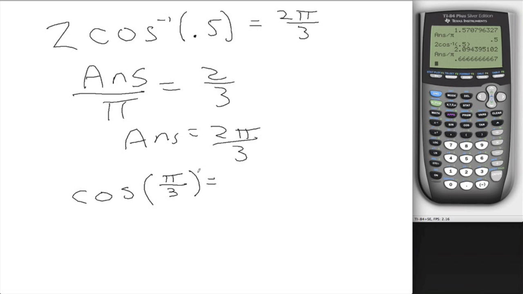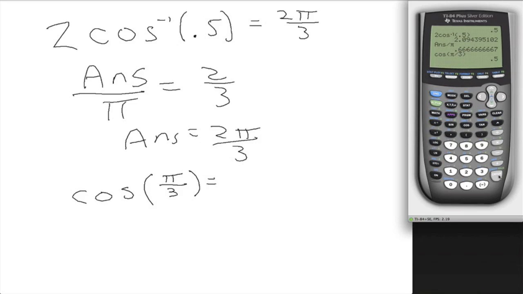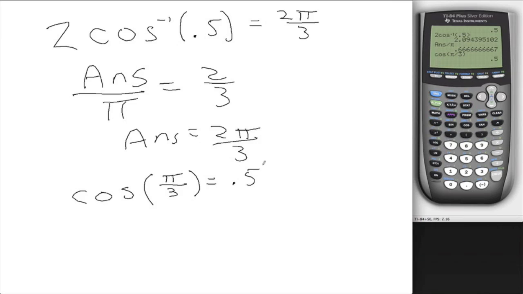Now let's calculate this. Okay, so I'm just going to type in my calculator cosine pi over 3. That gives me 0.5, and that's it. That's the answer. That was kind of a boring problem. Let's try this problem. Nah, I changed my mind again. Let's try this problem.